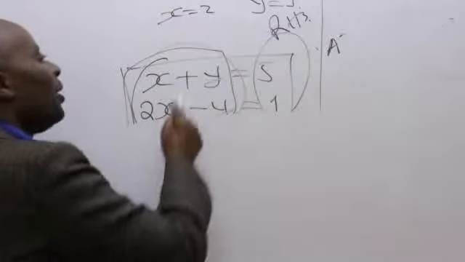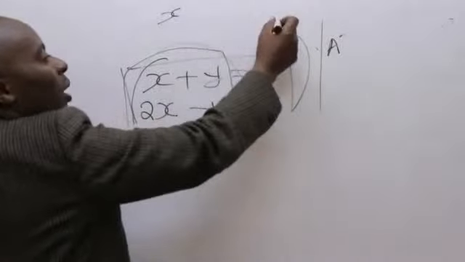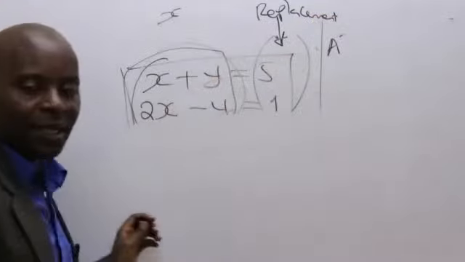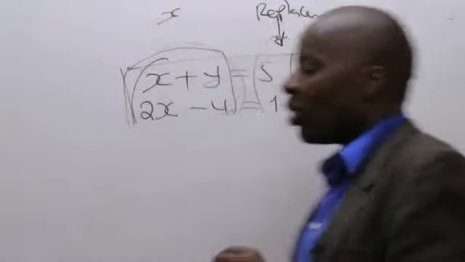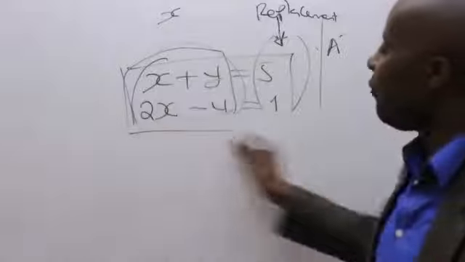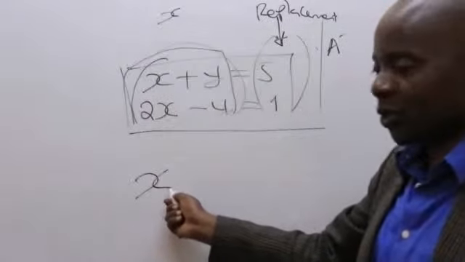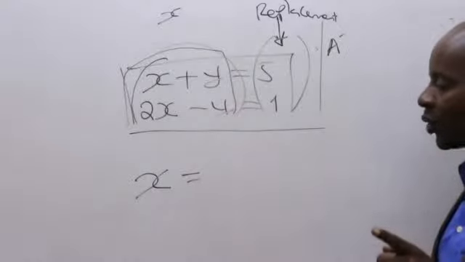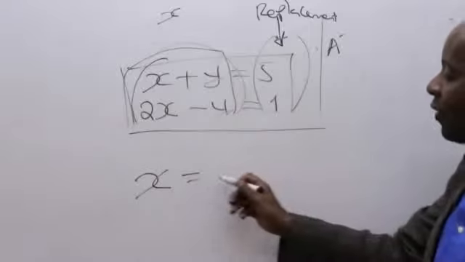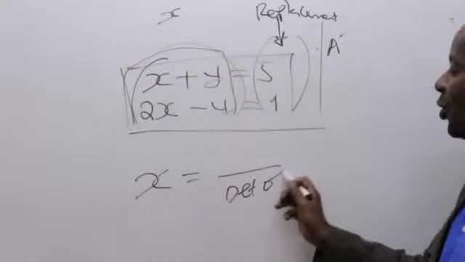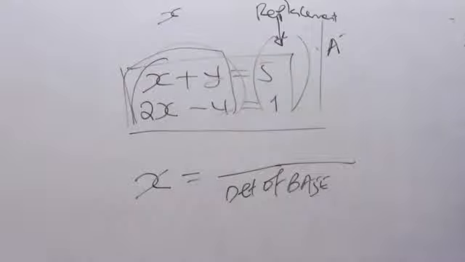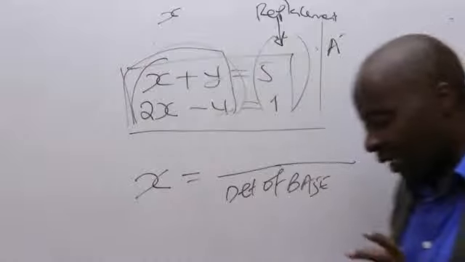Ladies and gentlemen, remember that under Cramer's, this column has a special name called what? Replacement. This column has a special name called replacement, such that if you want me to give you the value of x, I will come and talk over, listen to me very well, two things. I'll be having the numerator matrix divided by determinant of the base.